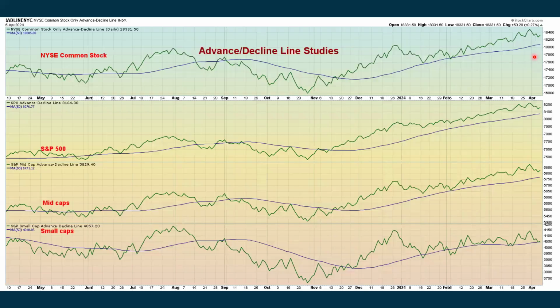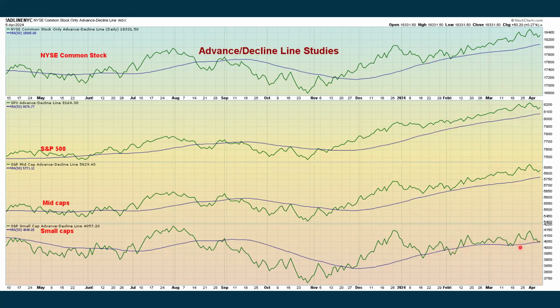And then we look at an advance decline line studies chart here, and I show this in every daily video. We're still looking good with NYSE common stock. We're above an advancing moving average. The same thing is true with the S&P 500, the mid caps. The small caps are lagging.